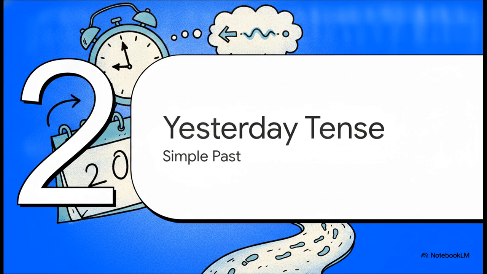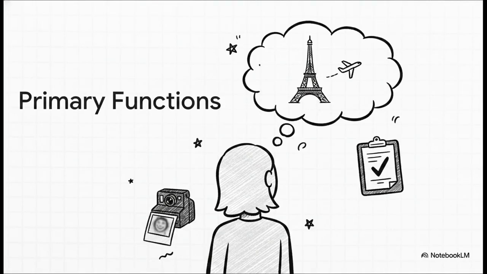Let's move on and see how this builds. Section 2, the yesterday tense, or simple past. The primary function here is finished actions. This right here is your essential storytelling tense. If an action is done, over, and completely finished, whether that was yesterday, last summer, or literally 2 minutes ago, you use this tense. I went to Paris. She called me yesterday. If you want to share a memory or recount a fun experience, this is the pillar you absolutely rely on.